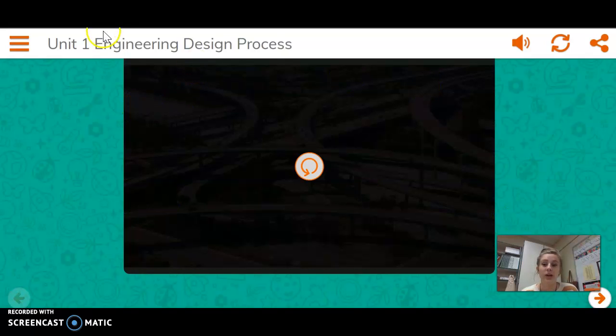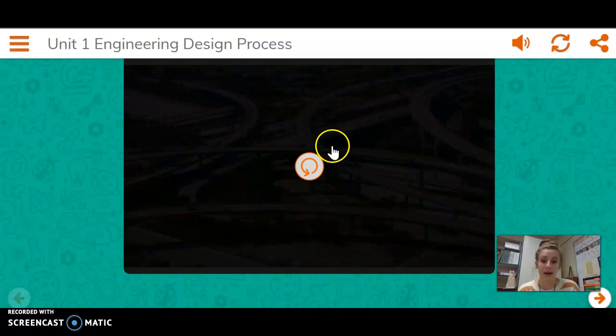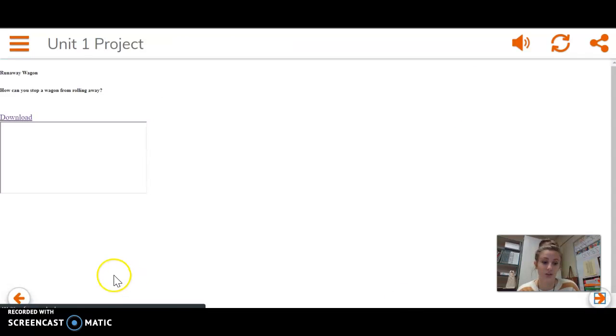Okay, so like last week, we're working on engineering this week. So right now I want you to be thinking about this video. How do we get the cars to move on ramps like that?